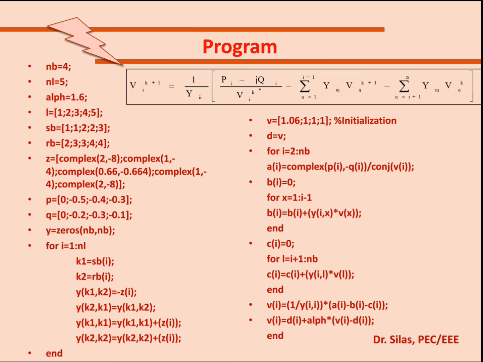By this I will be able to determine the voltage at all the buses. At the same time, I have included the accelerated value also. So I finally give the value V so that I get the voltages of all the 4 buses. So this is a simple program for the Gauss-Seidel method for a single iteration. Thank you.